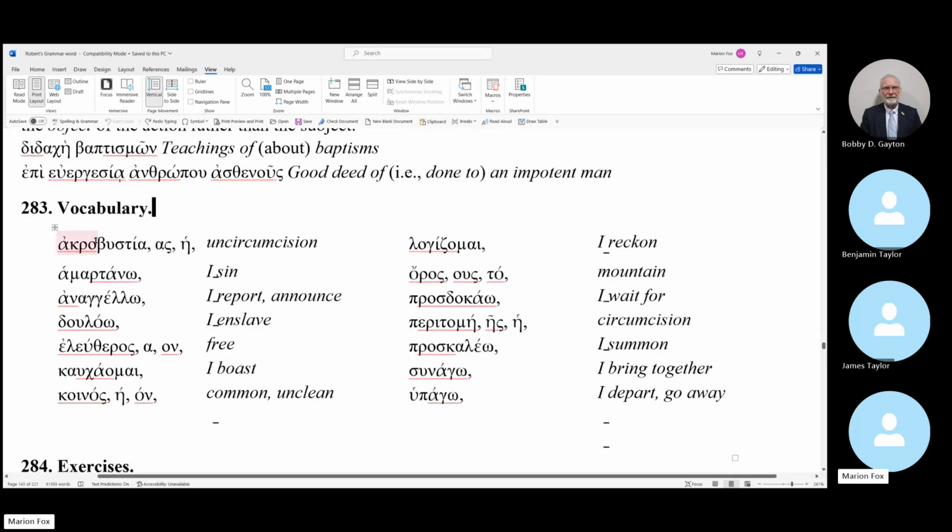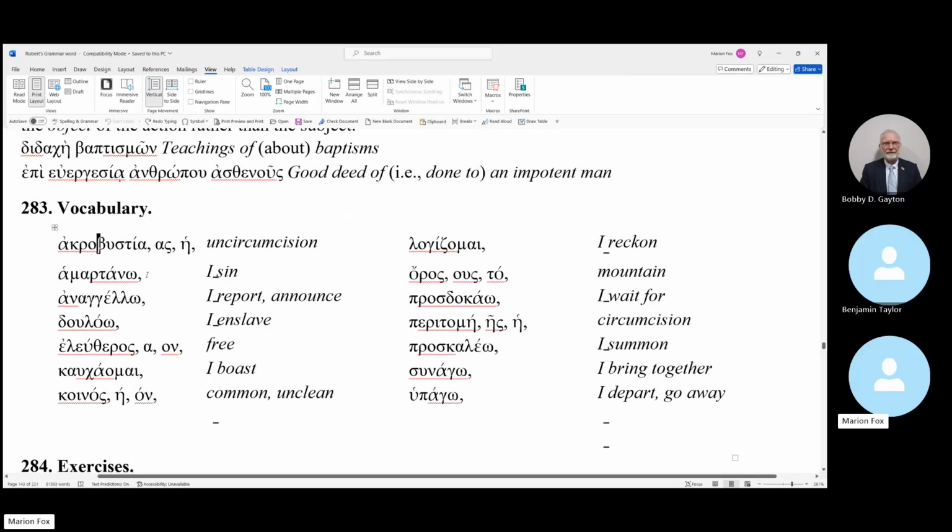Akrobustia. Akros is the top of something, and bustia is the uncircumcised. It's a covering on top of something. Okay, and the foreskin is still there.